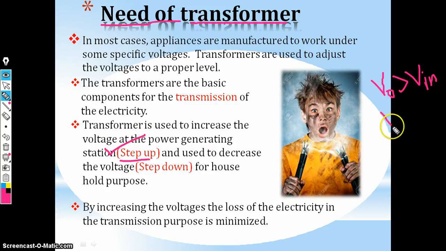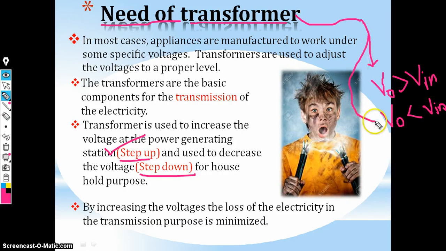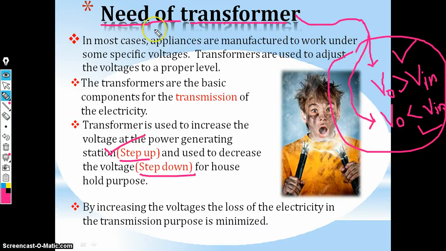Then in a step down transformer, the output voltage is less than the input voltage. This type of transformer is called a step down transformer. That means the need of transformer depends on output voltage, and this output voltage may be greater than or less than the input. Now this whole concept is called need of transformer, to increase or decrease the voltage depending on the consumer side or manufacturer side. Now this is the overview of the need of transformer.